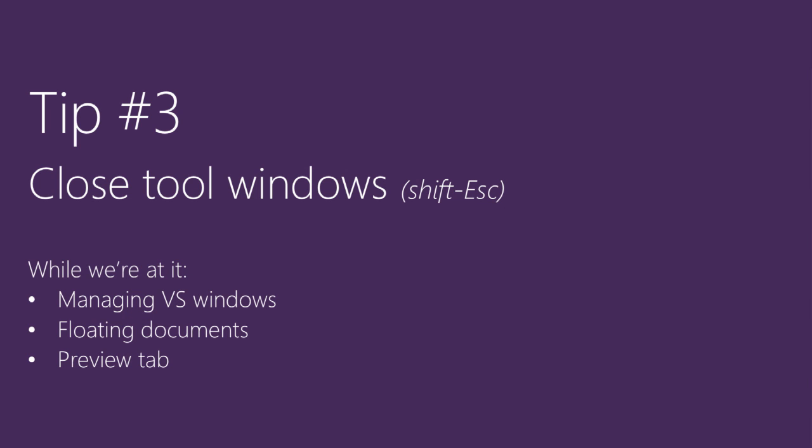Specifically, the tool windows. Any tool window that you open, like find results or something like that, you can't close with the keyboard using Control F4. If you hit Control F4, it closes your document window. So, Shift Escape. Shift Escape. Such a beautiful keyboard shortcut. You just hit Shift Escape, and it closes that window. Let me show you why I think this is actually worth mentioning at all.